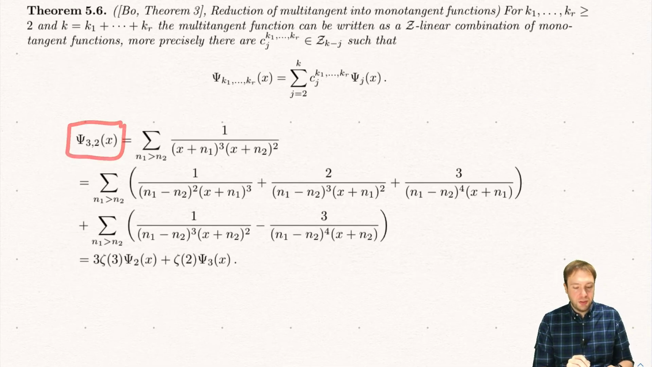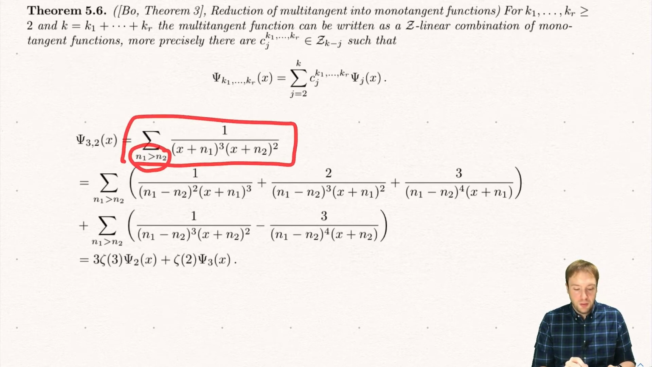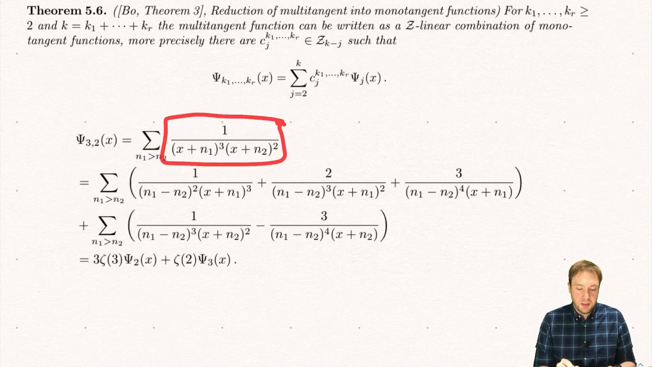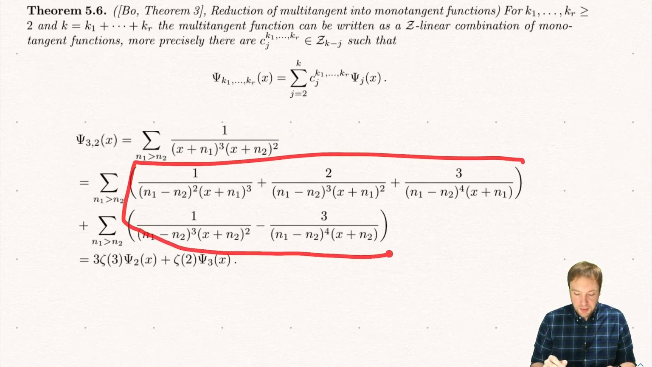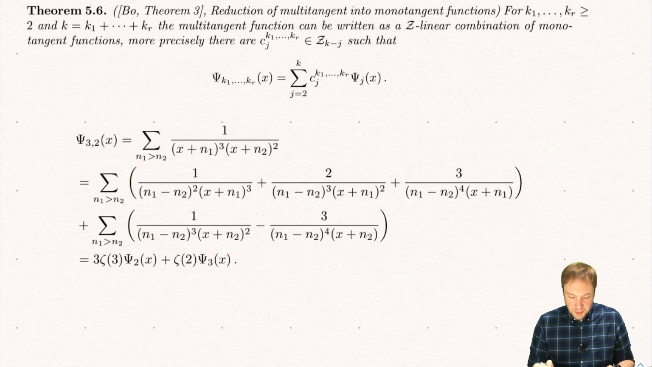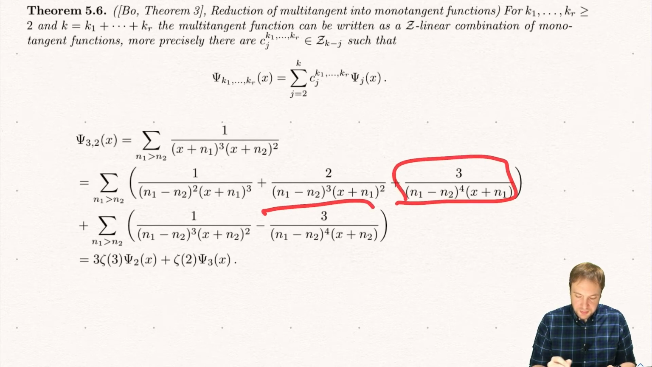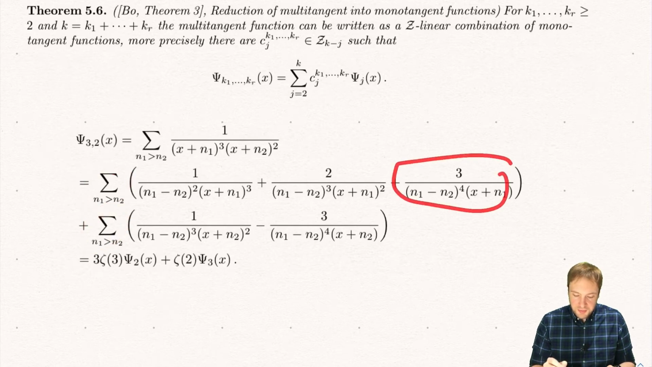multitangent function psi 3, 2. By the definition, it's given by this sum here, where we take the sum over all ordered integers, which can also be negative. And now for this inner term here, we can do a partial fraction decomposition with respect to x, which will give this term here. And now, first of all, we see that these two terms here, if we take the sum over all n1 and n2, are actually the same up to a minus sign.